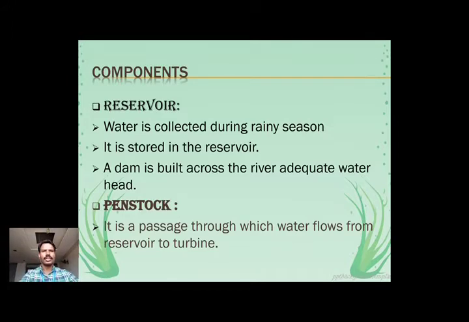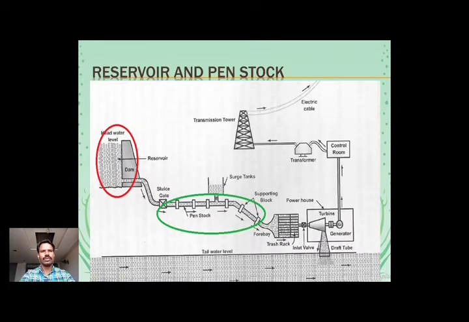Reservoir is a water collecting area. During the rainy season, water is stored in the reservoir. A dam is built across the river to give adequate water head. Suppose we do not have adequate water head, it is not possible to produce electric power. Then the penstock. Penstock is nothing but a concrete or steel tube. Water passes from the reservoir to the turbine with the help of the penstock. In the diagram, the red mark is the reservoir, the water storing place. The penstock connects the turbine and the reservoir.